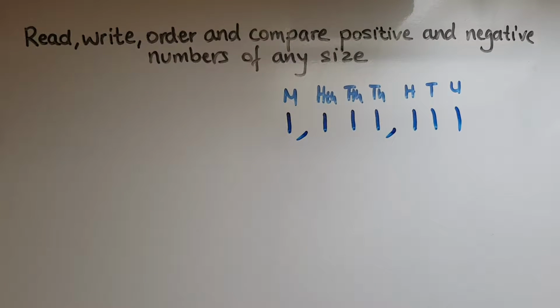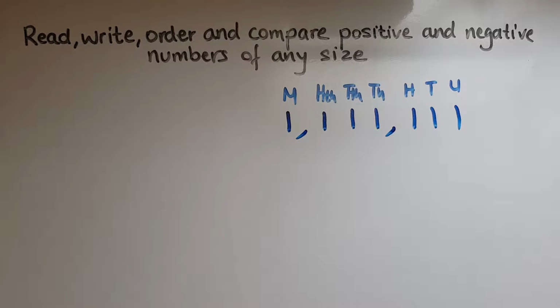In this video, we'll learn to read, write, order and compare positive and negative numbers of any size. In a previous video, I've looked at reading, writing, ordering and comparing positive numbers up to 1 million. So if you're unsure about your skill at that level, go and revisit my level 1 video. Whereas here, we'll work on numbers that are bigger than 1 million.